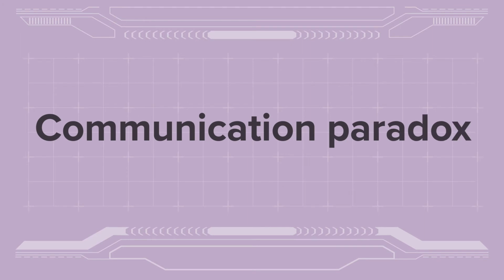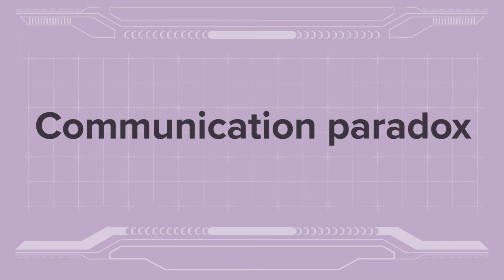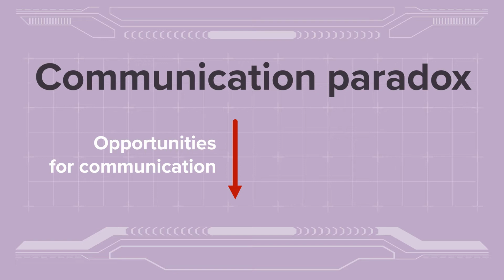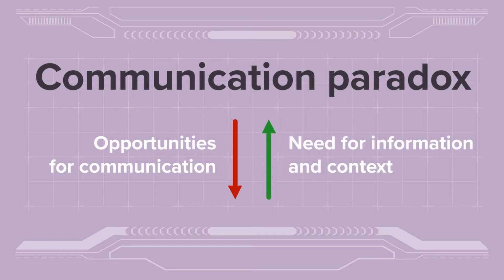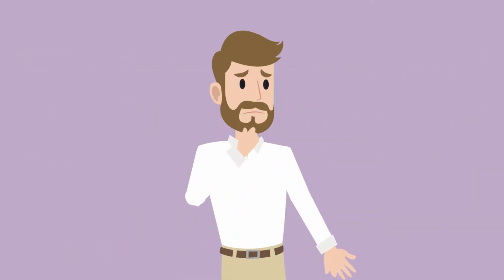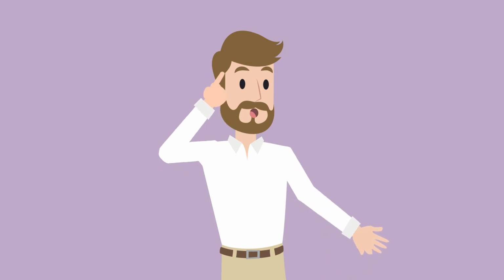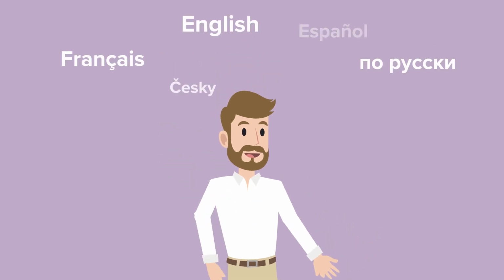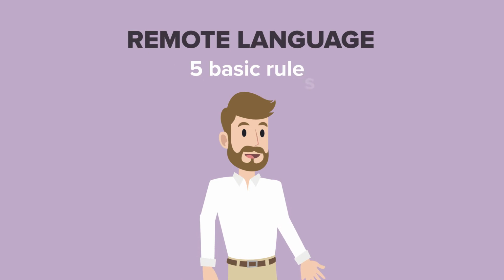In a flexible and remote environment, there is a communication paradox where, on one hand, we have much less time to communicate, but at the same time, we need to communicate far more information than when in person. Therefore, we need to communicate more effectively and accurately by learning a new language, remote language. These 5 basic rules will help us get there.